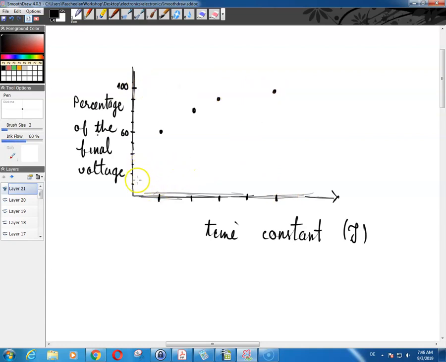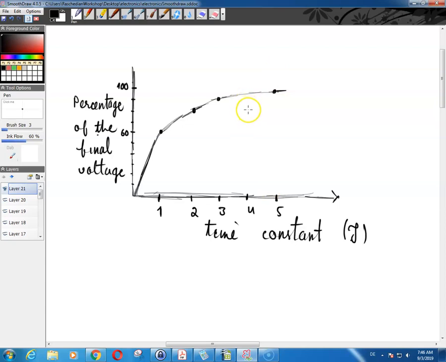And your graph will be some graph like this. Now this is 1, this is 2, this is 3, this is 4, and this is 5. So this is 5 time constants.